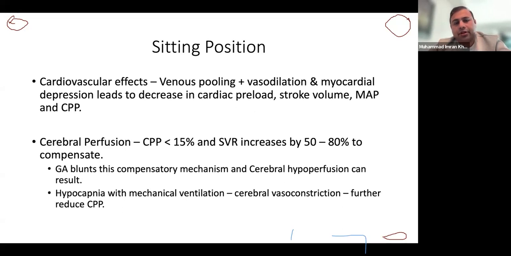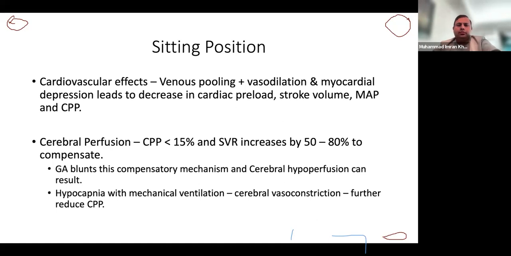So this is what happens when the patient is awake. When the patient is under general anesthesia, this compensatory mechanism is blunted, and hypoperfusion can result. Then hypocapnia associated with mechanical ventilation results in cerebral vasoconstriction and may further reduce the cerebral perfusion pressure.